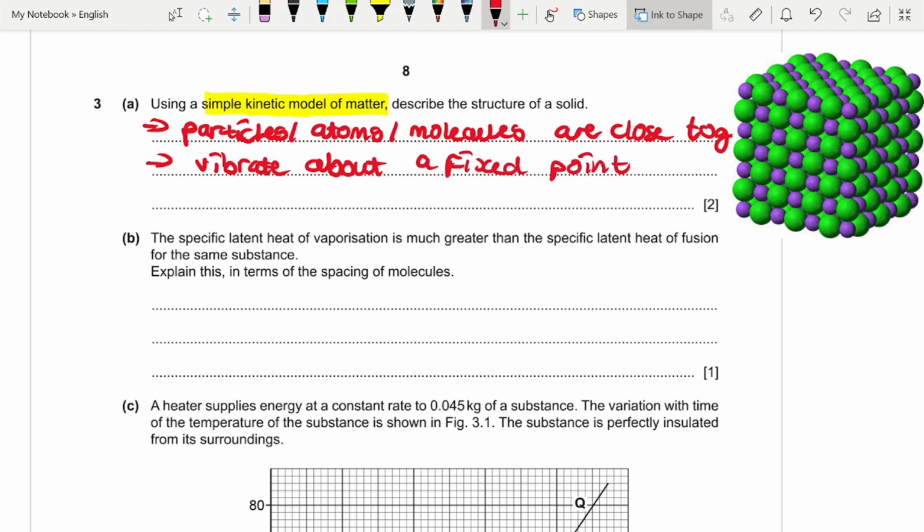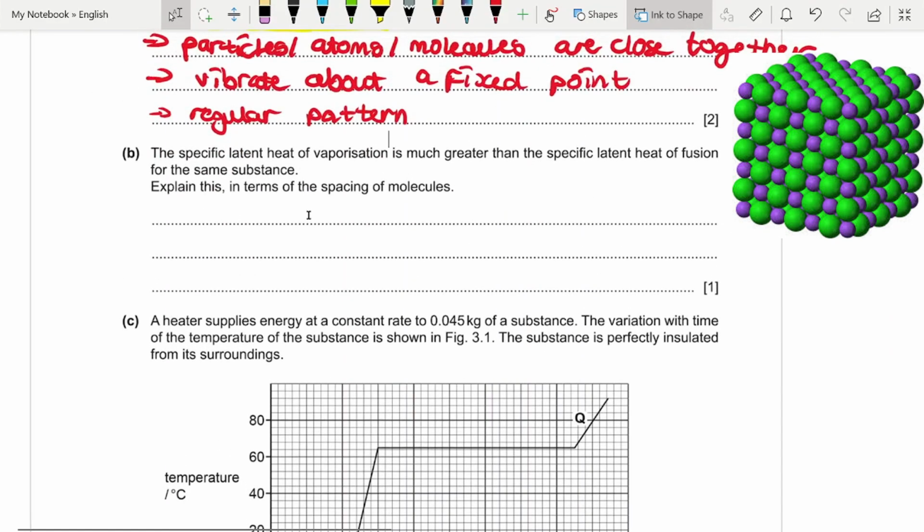Then the last point, if you want to go deep down into the nitty-gritties, is just say that it's in a regular pattern. They vibrate in a regular pattern. So if you're asked to describe a solid, the particles vibrate about a fixed position, they just shake a little bit, and it's in a regular pattern. The particles and atoms are very, very close together. If it wasn't, you're going to be air. Imagine having your lung on that side. It's going to be a mess. So that's what we need to think.